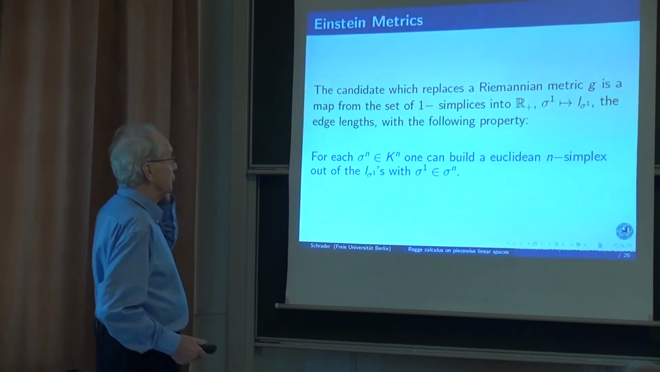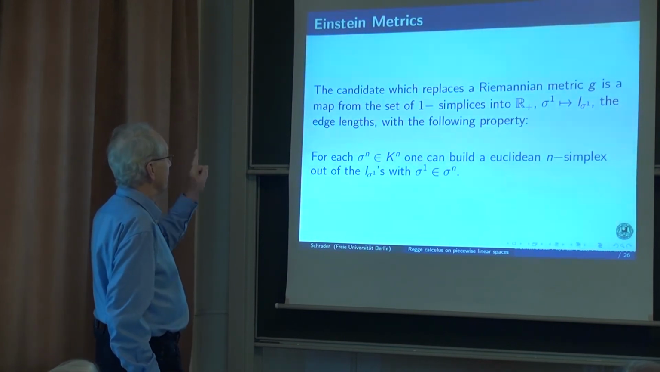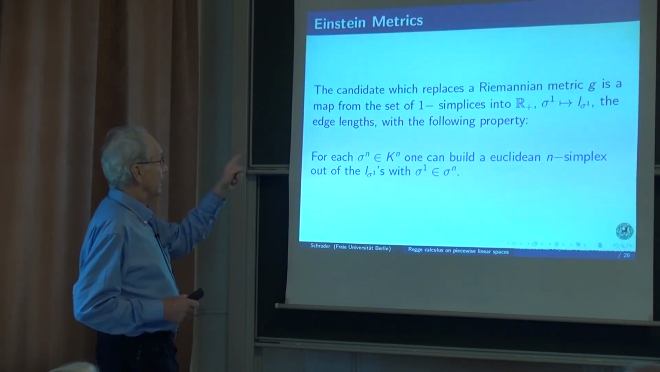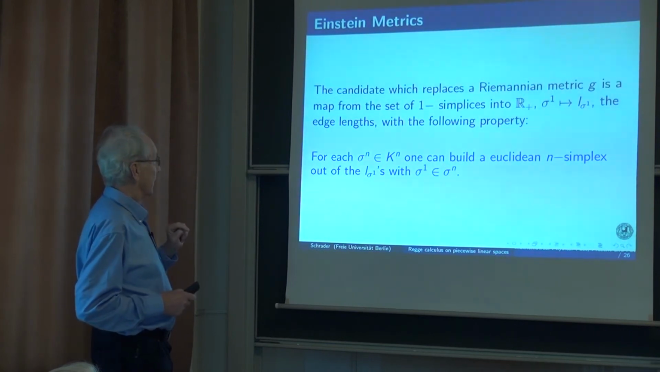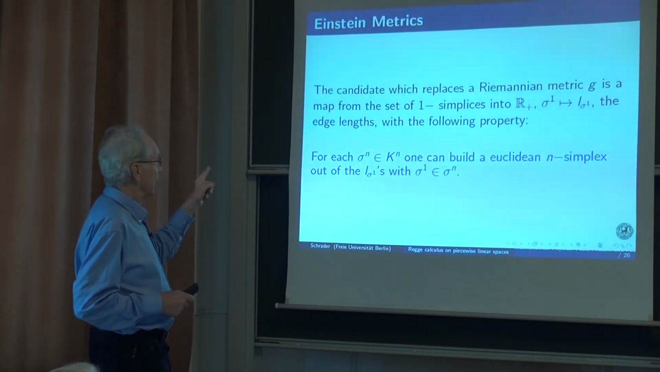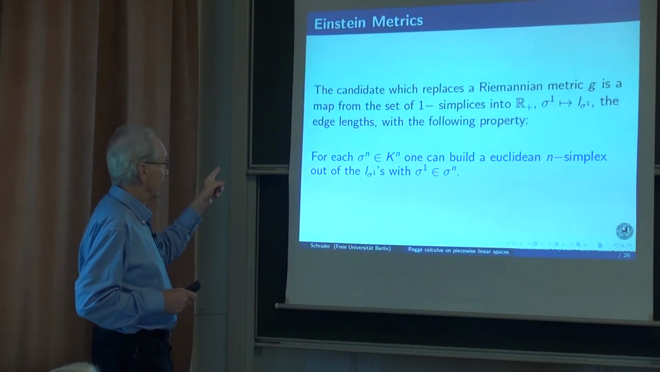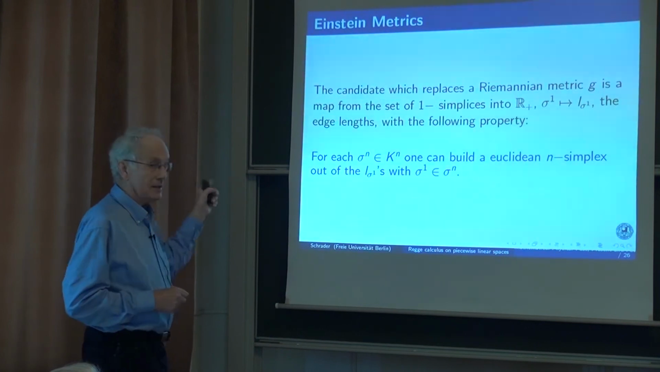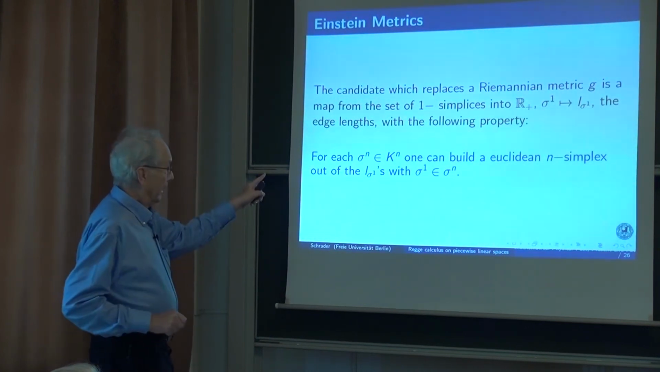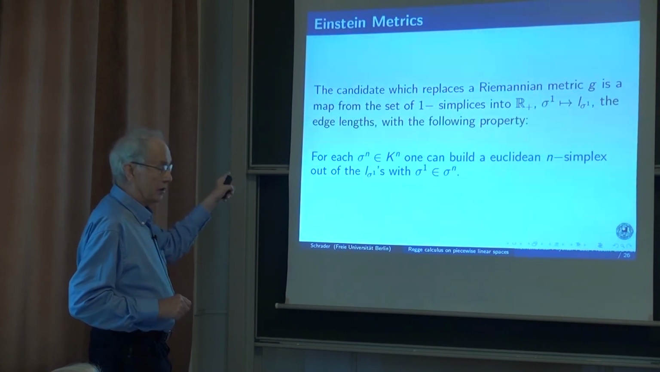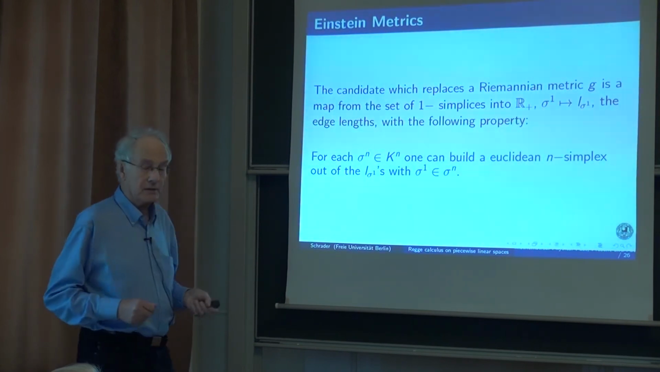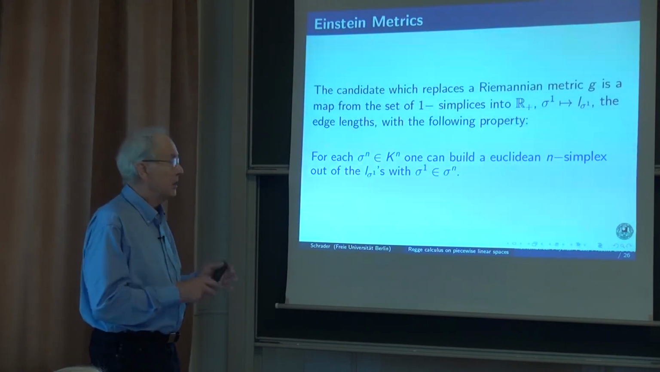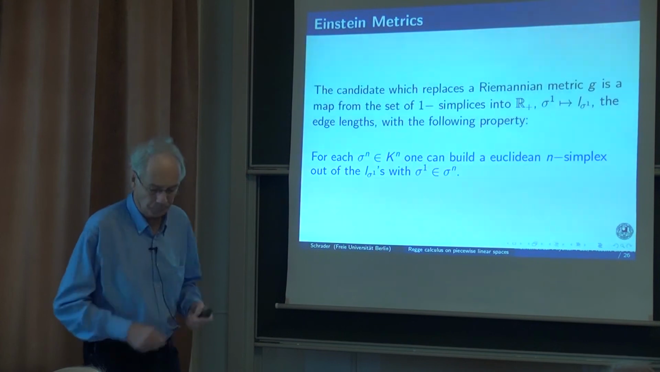So the candidate which replaces a Riemannian metric is a map from the set of one-simplices, that's what you asked before, into R plus. These are the lengths, yeah? With the following property: for each n-simplex sigma n in Kn, one can build a Euclidean n-simplex out of these lengths associated to the one-simplices sigma 1, whenever sigma 1 is an element of sigma n. Yeah? That's the abstract definition. So this we call a metric.